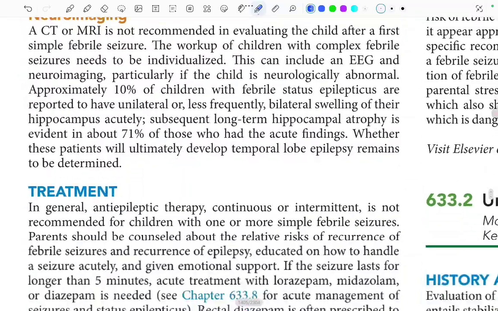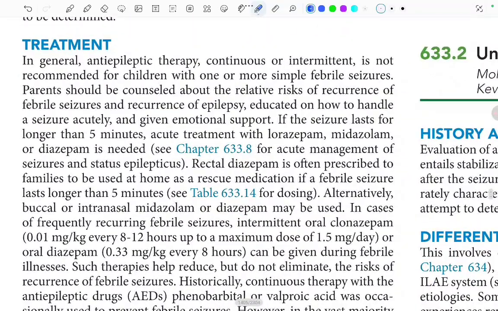Now moving on to the treatment. In general, anti-epileptic therapy, continuous or intermittent, is not recommended for children with one or more simple febrile seizures. Fine, we don't have to give them anti-epileptic therapy. Parents should be counseled about the relative risk of recurrence of the febrile seizure and of epilepsy, educated on how to handle a seizure acutely, and given emotional support.